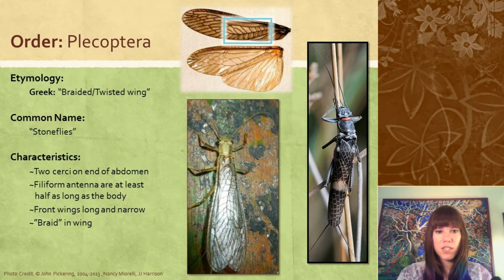Some other characteristics are that they have 2 cerci on the end of their abdomen, they have filiform antennae, and their front wings are narrower than their hind wings, and a really great wing venation characteristic is they seem to have this braid in their wing venation.